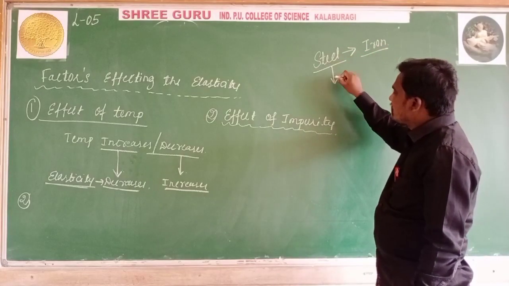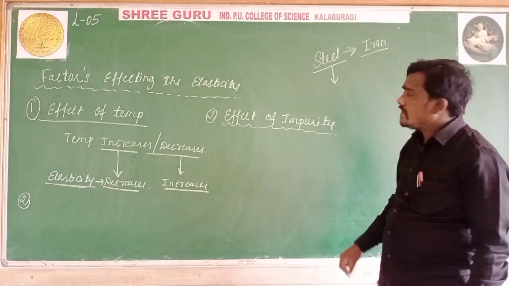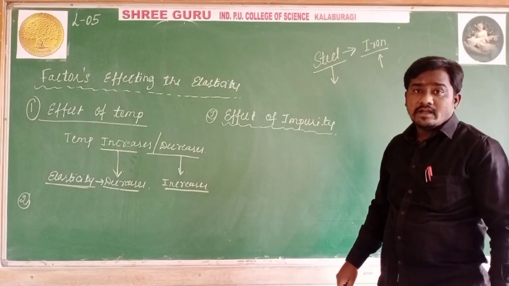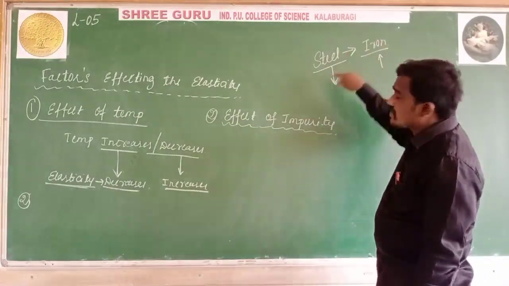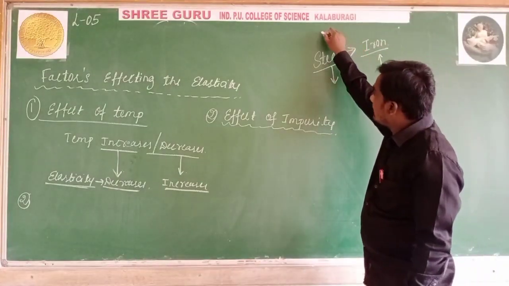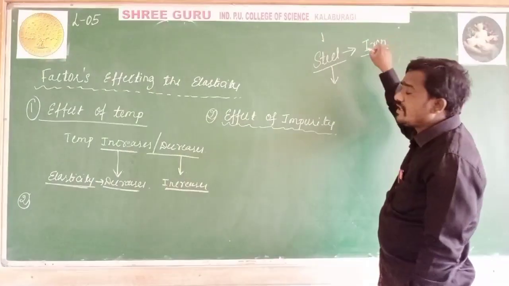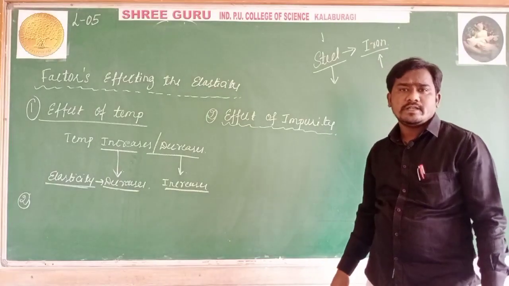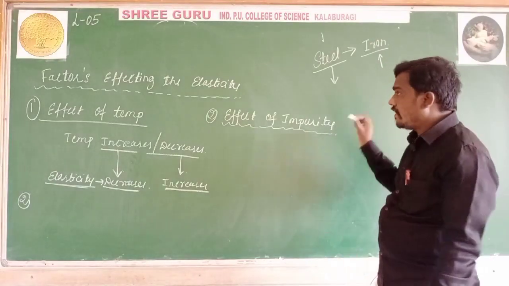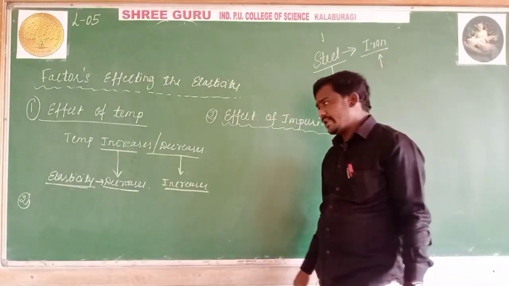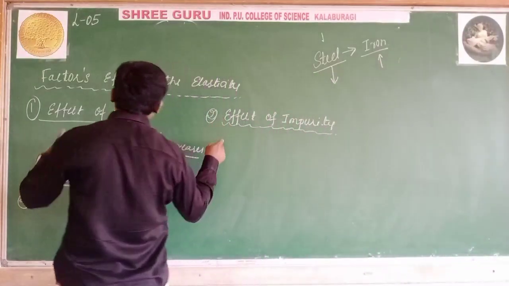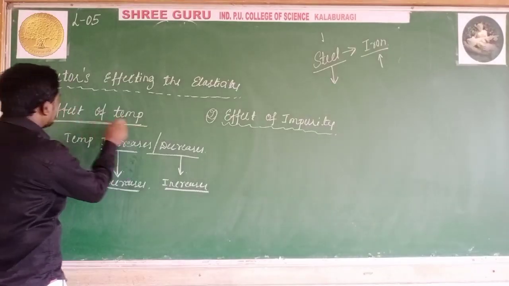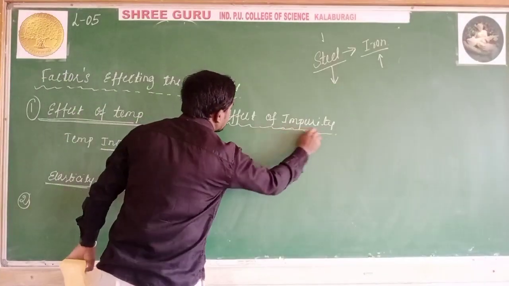Elasticity decreases for steel and increases for iron. It depends on how much impurity is added to the steel and how much impurity is added to the iron. That is also very important: how much impurity is added to that particular material. This is the second factor which affects elasticity. The very important factors are: first one is temperature, second one is impurity.